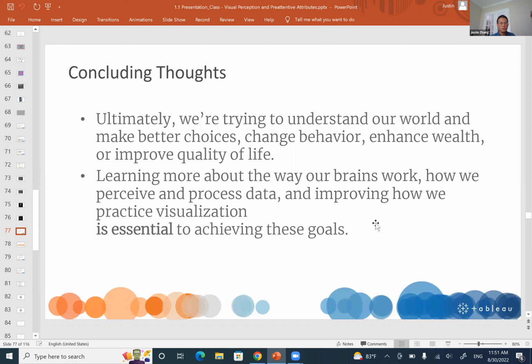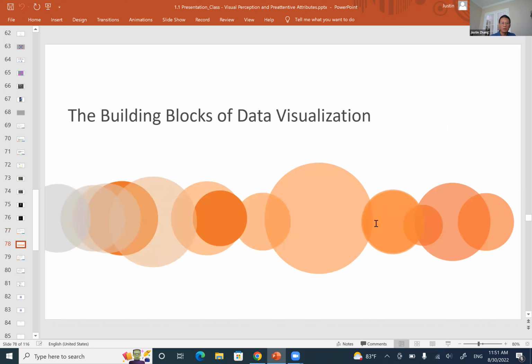So in conclusion, we are trying to understand our world and make better choices to change behavior, enhance wealth, and improve quality of life. So it's important to learn about the way our brains work, how we perceive and process data, how to improve people's interpretation or perception of data, which is essential to achieving these goals. So now let's talk a little bit about the building blocks of data visualization. Specifically, we'll focus on the pre-attentive attributes.